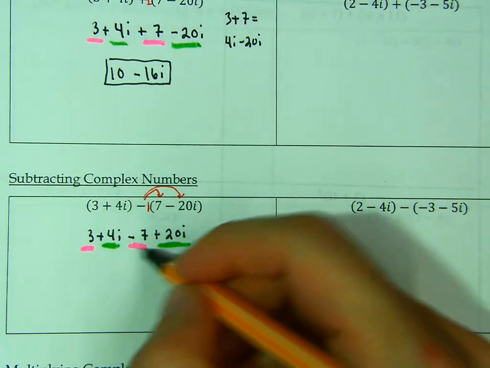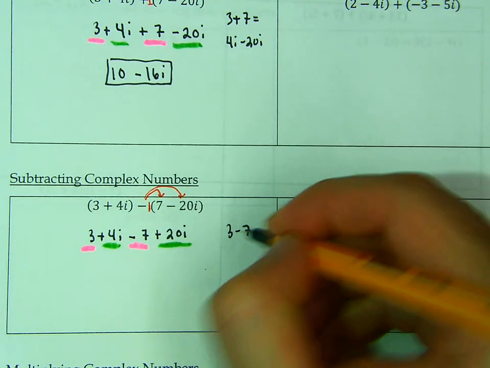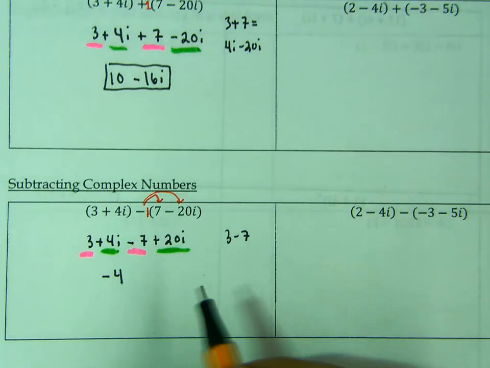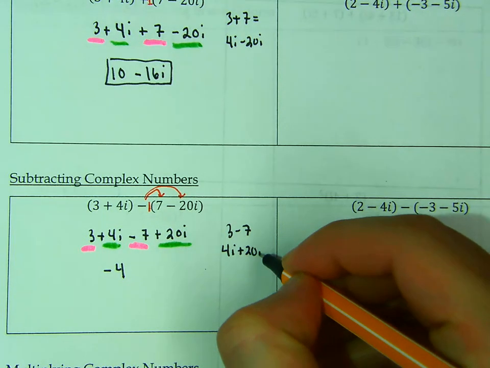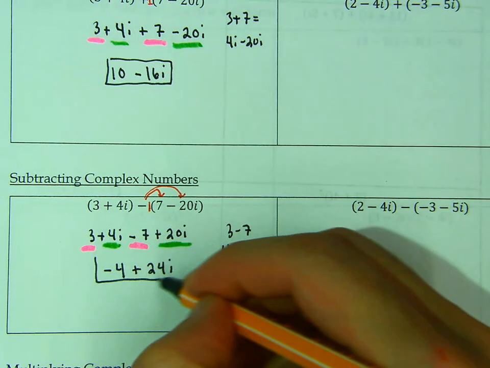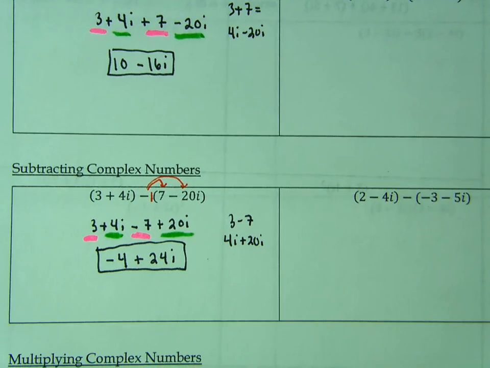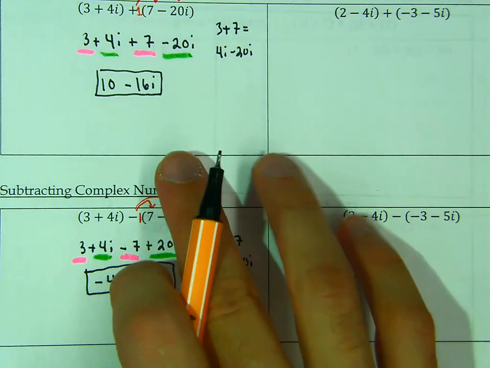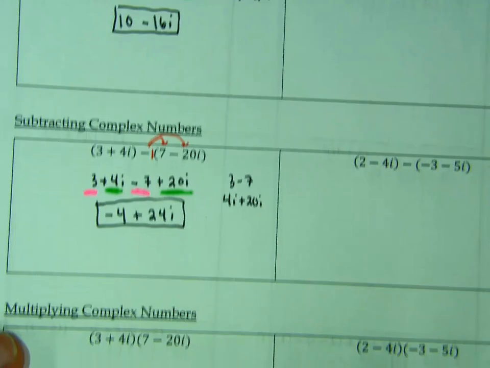So let's say you unpause the video. Here, 3 minus 7 is negative 4. 4i plus 20i is 24i. And voila, here we are. Now, we're going to do this example, and then I'm going to let you try these three on your own.